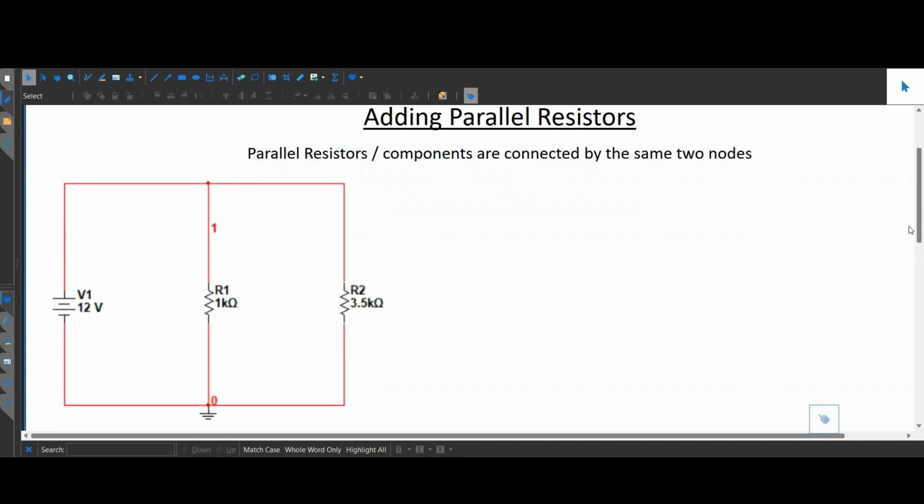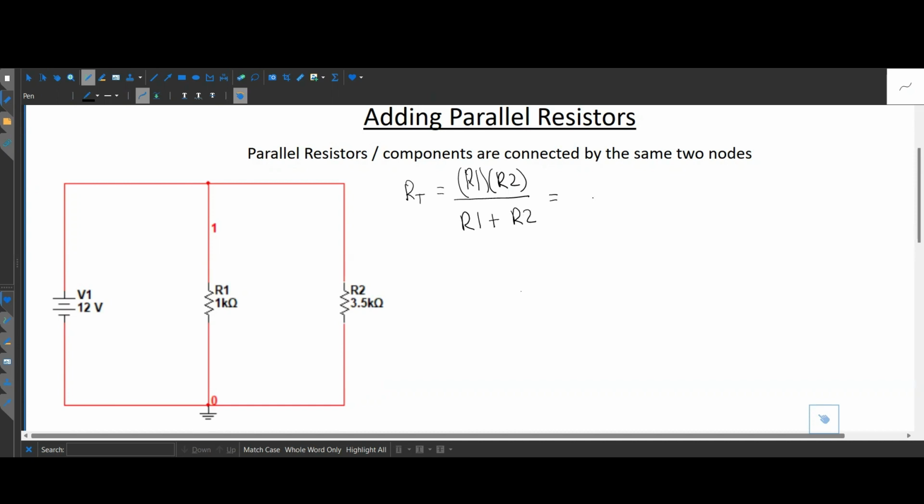I'll show you one way, which is if we want to add them up. We call this R total. We're adding these two resistors up, trying to find the equivalent of these two resistors. So R total equals, and one way you can do it is the product over the sum, which is R1 times R2 divided by R1 plus R2.